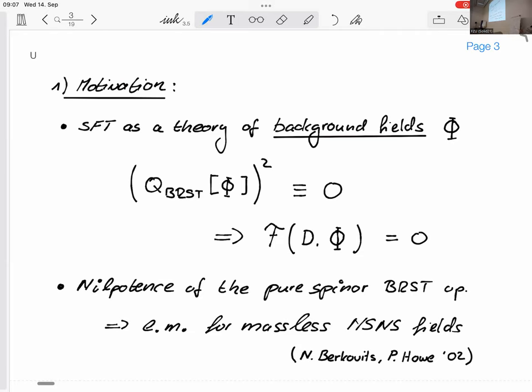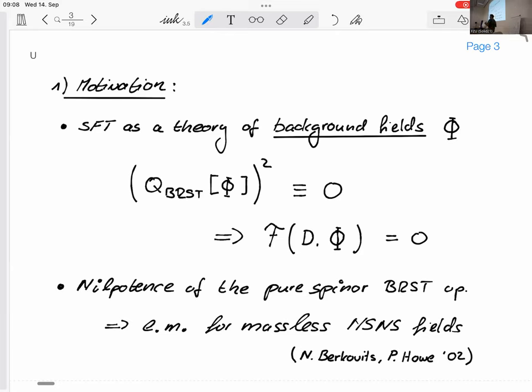So let me come back to the motivation. The way I like to think about string field theory these days is as a theory of background fields, not so much as a perturbative expansion in terms of psi squared plus psi cubed plus psi to the fourth, and so on, but rather as a background field which appears in the BRST charge, and the equation of motion should come out of the condition that the BRST charge is nilpotent. So that's one way to approach string field theory.